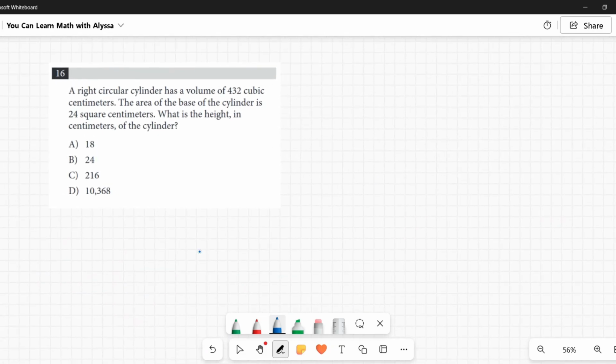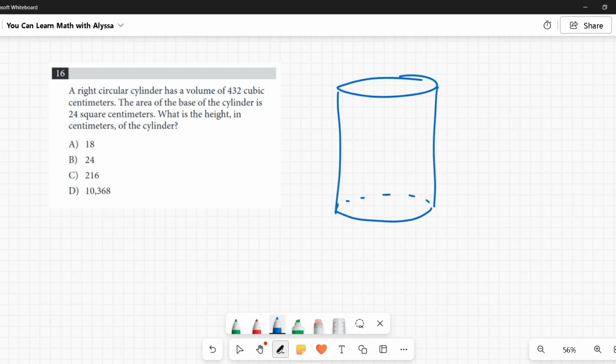16. A right circular cylinder has a volume of 432 cubic centimeters. A right circular cylinder means there's a circle on the top, there's a circle on the bottom, and it's a cylinder. And if you draw this straight line down, it makes a right angle. That is a right circular cylinder.